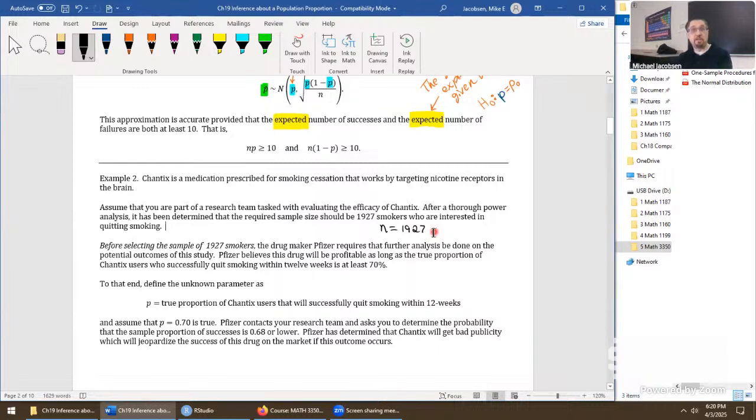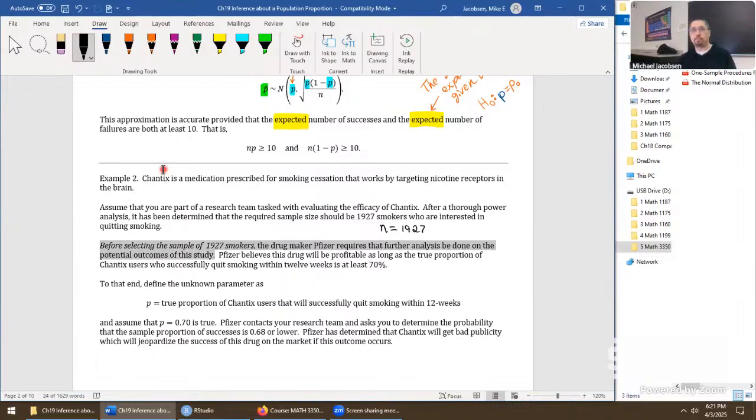On one hand, we have a sample size. They haven't even done the drug trial just yet. They're wondering, is this right? Should we increase it? Should we drop it? So we're doing another analysis. These kinds of things happen a lot when we're dealing with a major pharmaceutical company. Severe amounts of extra thought and planning goes in before any decision is made, because these decisions could influence millions to billions of dollars, depending on how bad the blowback is on Chantix if this doesn't work out. So it says, before we even select the sample of 1,927 smokers, the drug maker Pfizer requires that further analysis be done on the potential outcomes of the study.